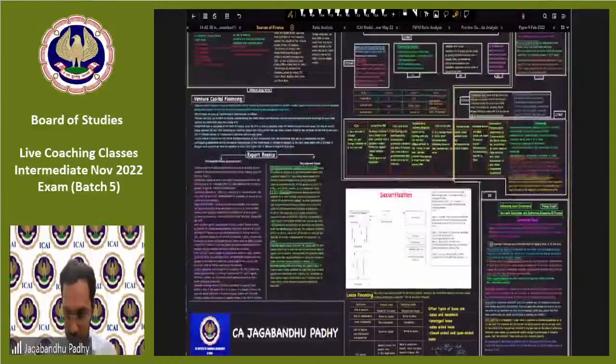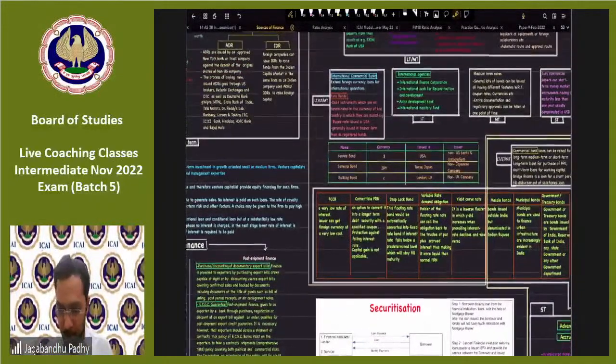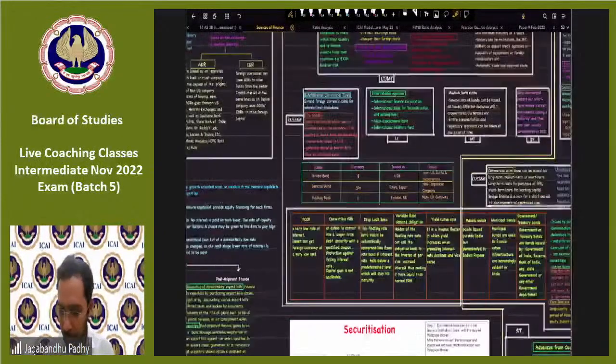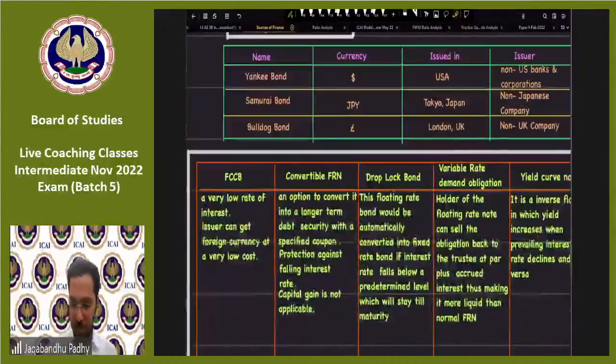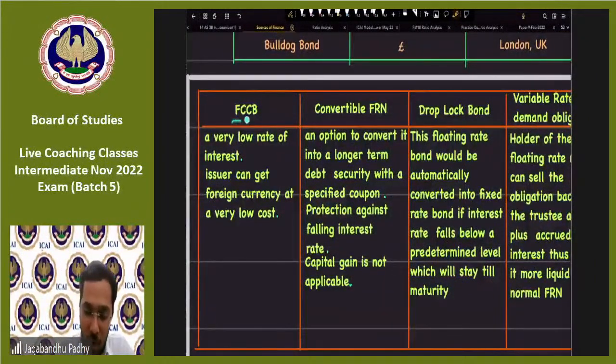Next concept that we want to discuss is foreign currency convertible bonds. These are specific bonds that are issued at a very low rate of interest. The issuer can get foreign currency at a very low cost, basically a foreign currency loan. These are foreign currency bonds which can be converted to equity.